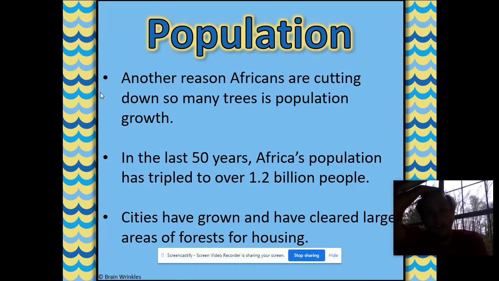Another reason Africans are cutting down so many trees is population growth. In the last 50 years, Africa's population has tripled to over 1.2 billion people. That's a lot of people to triple in just 50 years.